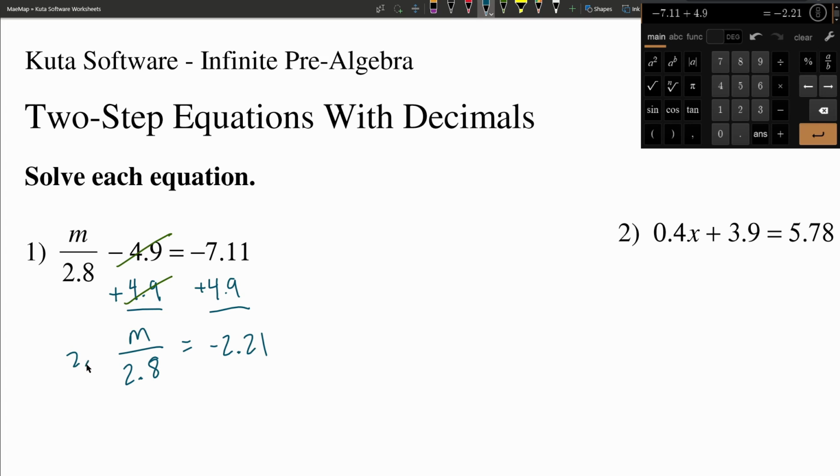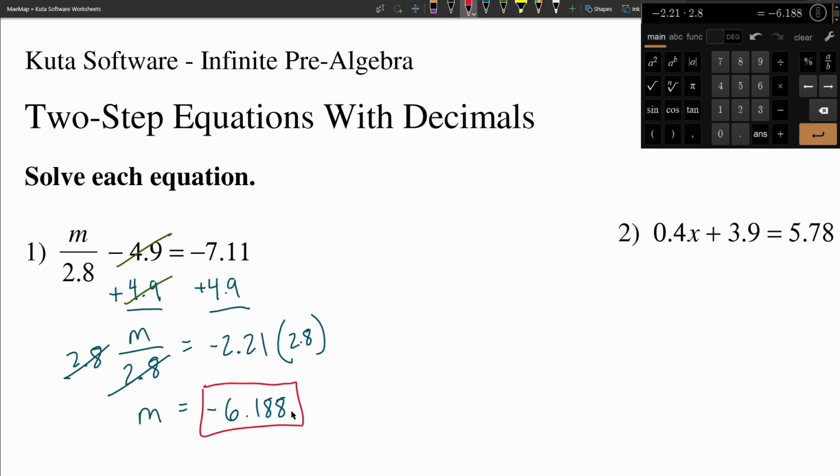Now it's time to multiply. If we multiply both sides by that 2.8, you'll see that this 2.8 divided by 2.8 equals 1, and 1 times m is m. So now we've isolated m, and m is equal to negative 2.21 times 2.8. So we'll go ahead and type in negative 2.21 times 2.8, and that's going to give us negative 6.188. So negative 6.188 is our solution in number 1. Negative 6 and 188 thousandths.